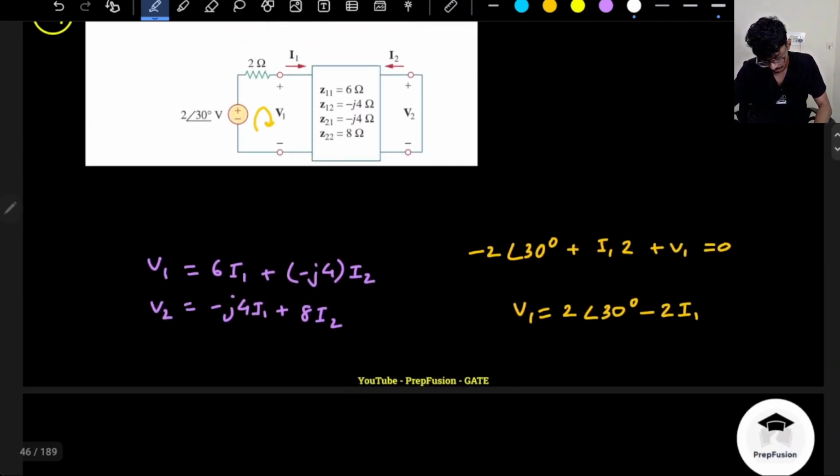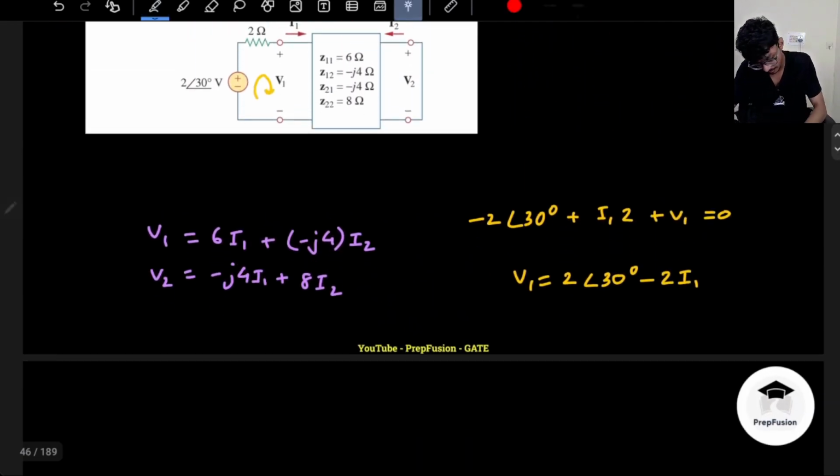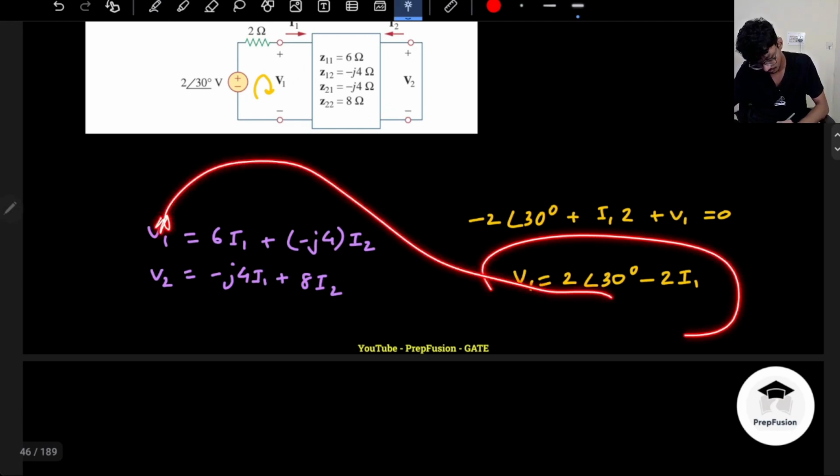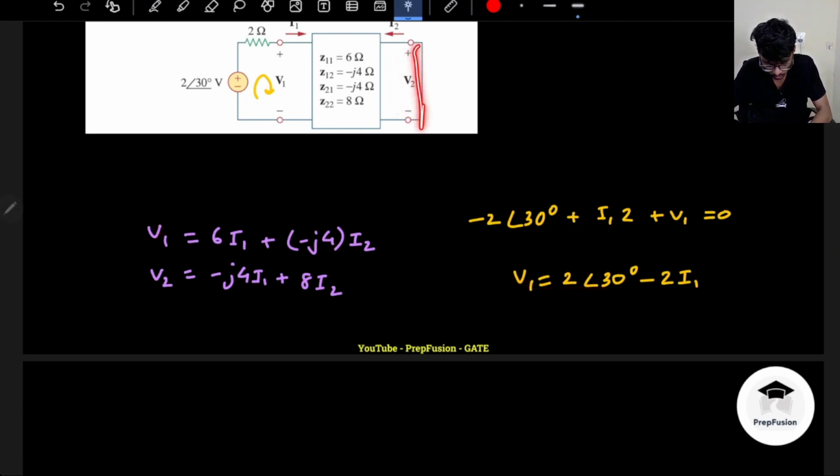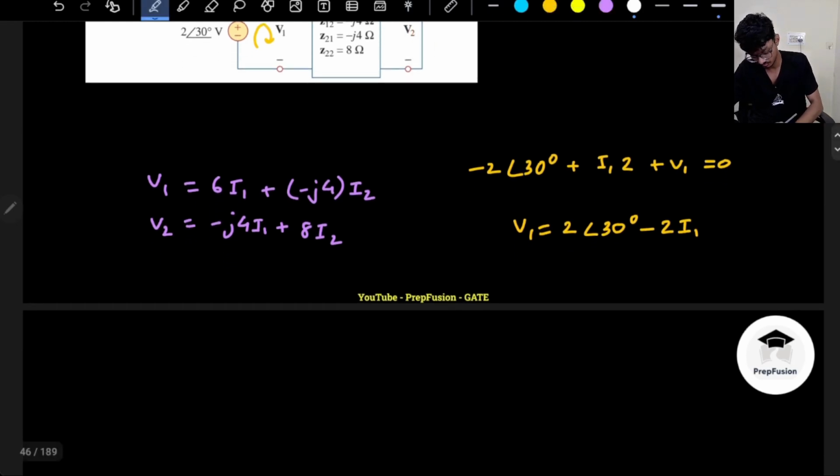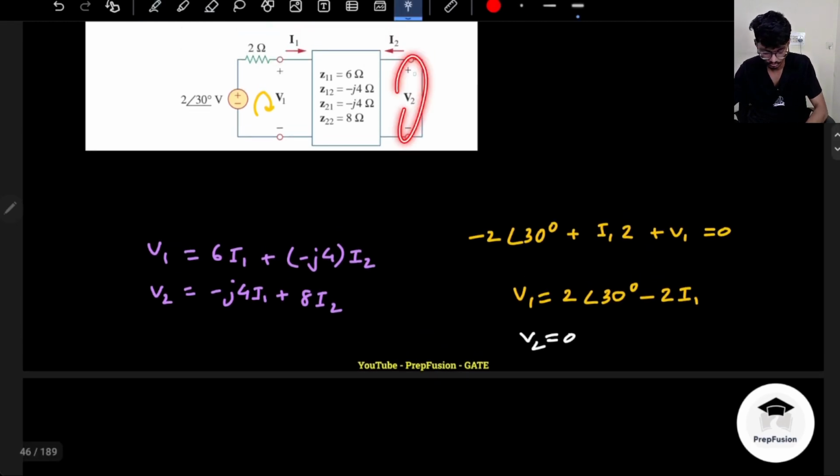So now I can replace this value here. What is V2? V2 is just a short circuit. So if V2 is just a short circuit, that means my V2 is simply 0, correct? V2 is shorted, so it will be 0.